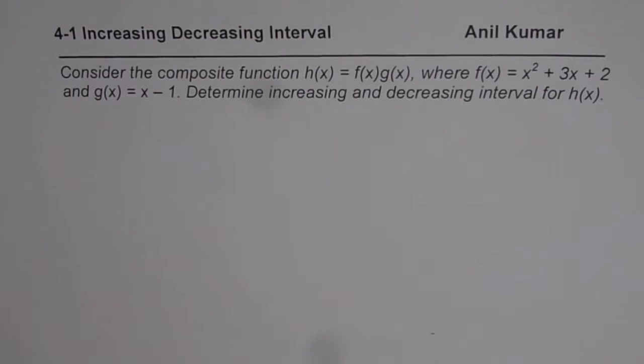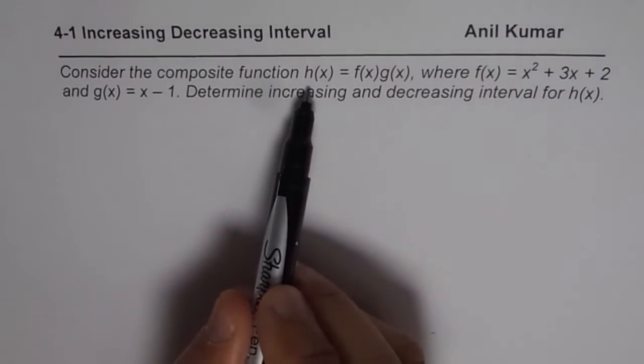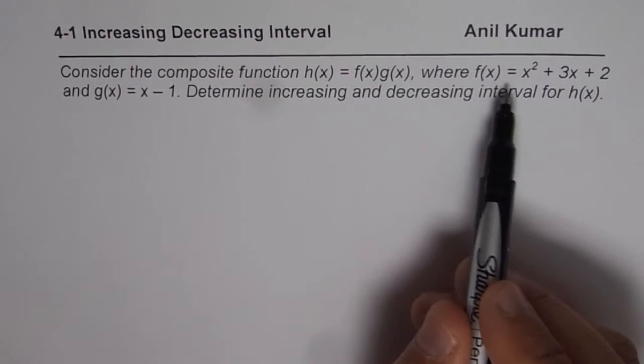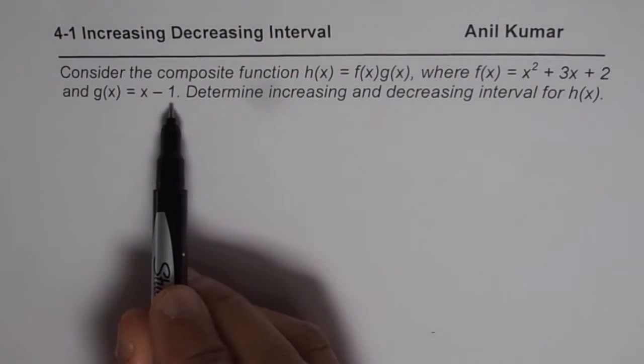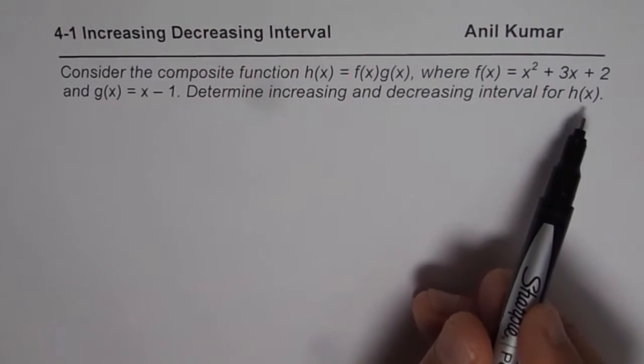I'm Anil Kumar, and in this video we will learn how to find increasing and decreasing interval for a composite function. Consider the composite function h of x equals f of x times g of x, where f of x is x squared plus 3x plus 2 and g of x is x minus 1. Determine increasing and decreasing interval for h of x.